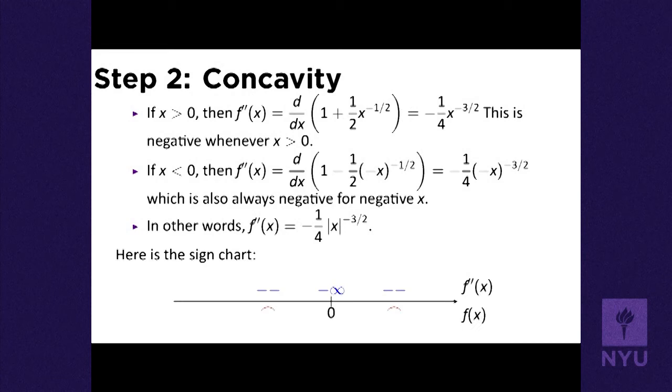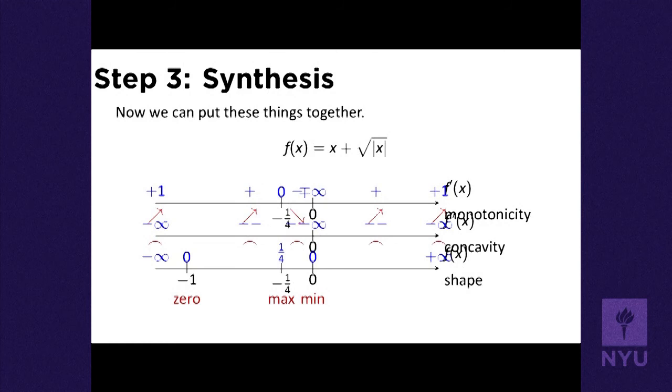Okay, so the sign chart's very simple. If x is negative, f double prime is negative. If x is positive, f double prime is negative. And as x goes to 0, from either side, f double prime goes to minus infinity. So we're concave down for x negative and concave down for x positive as well. Okay? This is not an inflection point because we don't switch concavity. It's concave down on both sides. Okay, so we got monotonicity, we got concavity, put them together, what are you going to get?